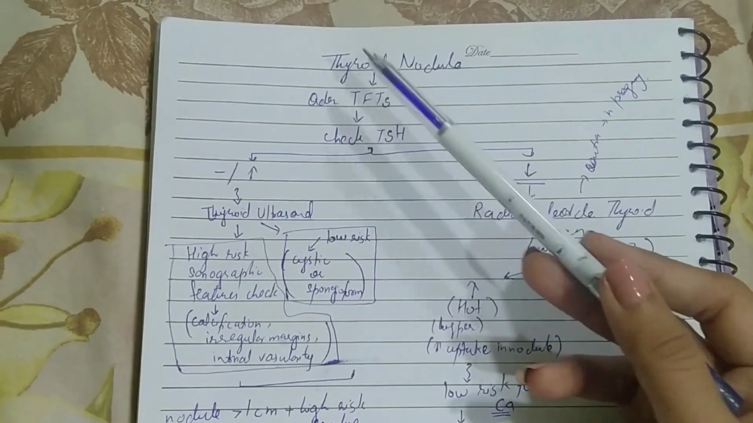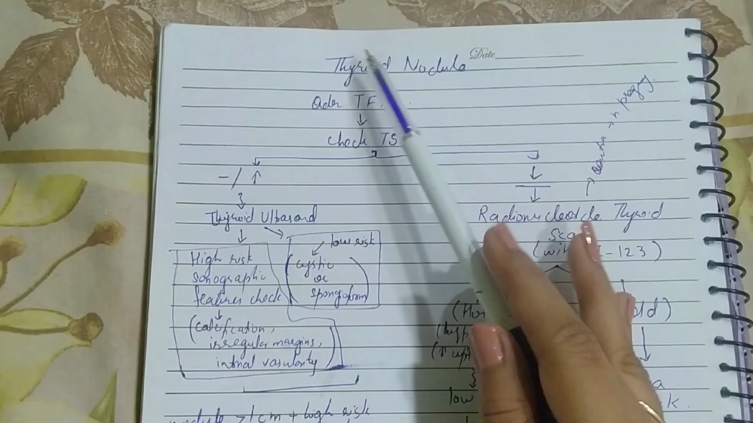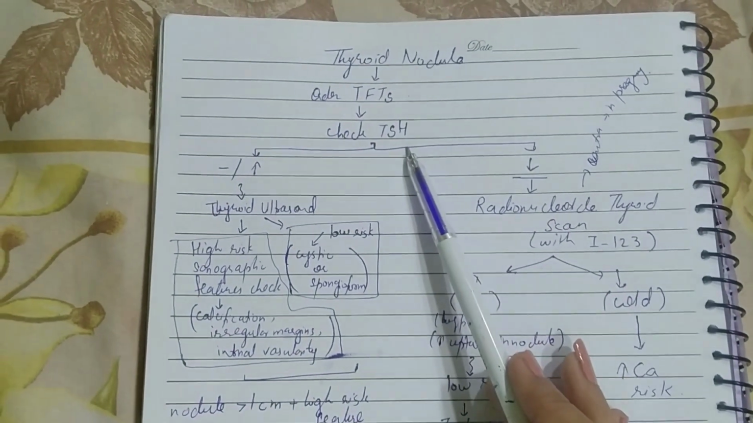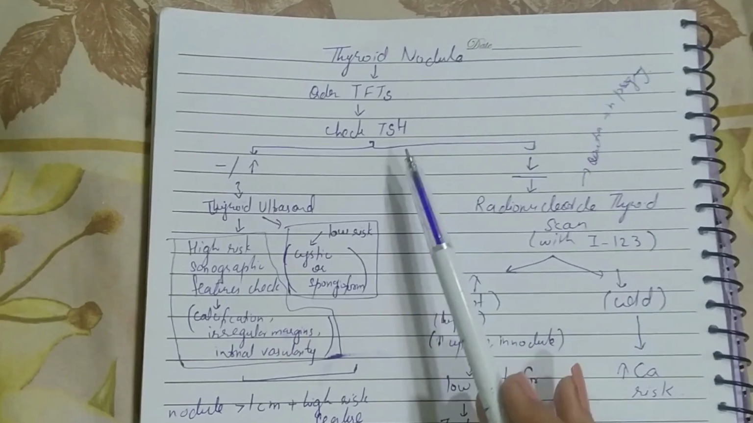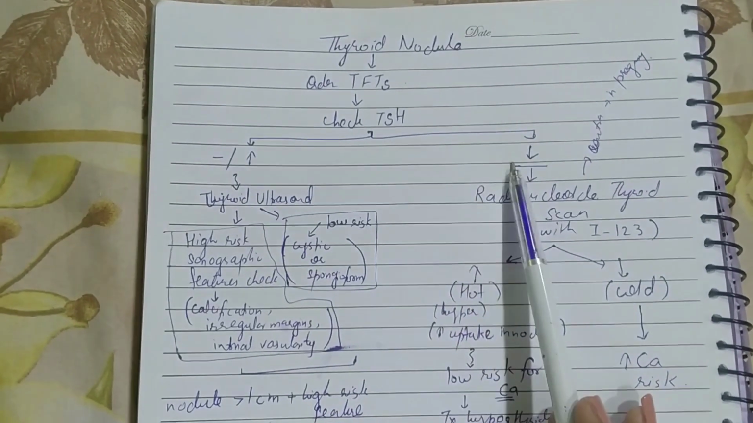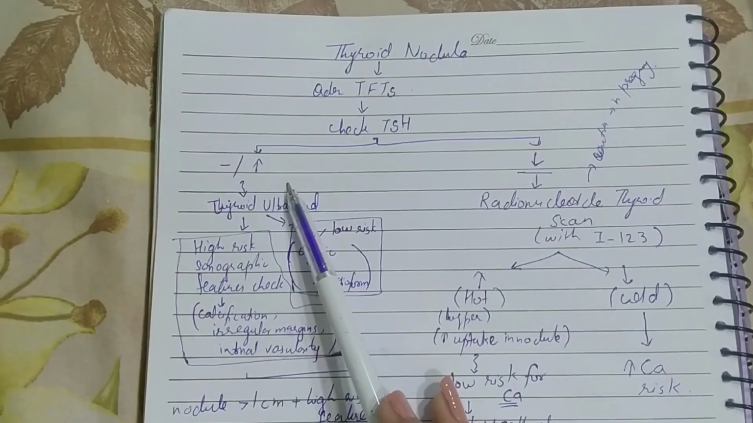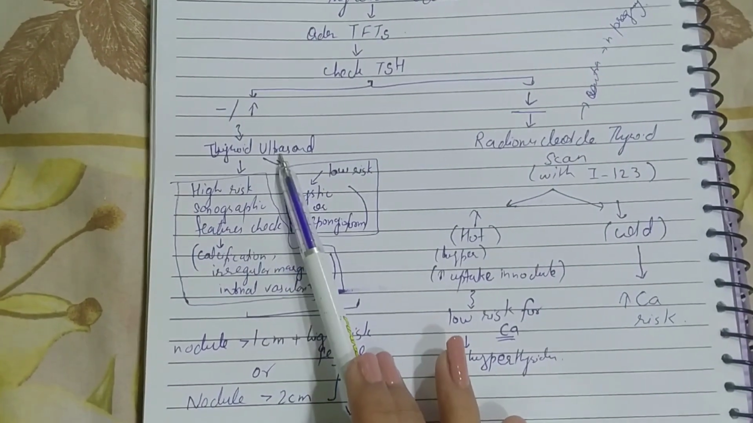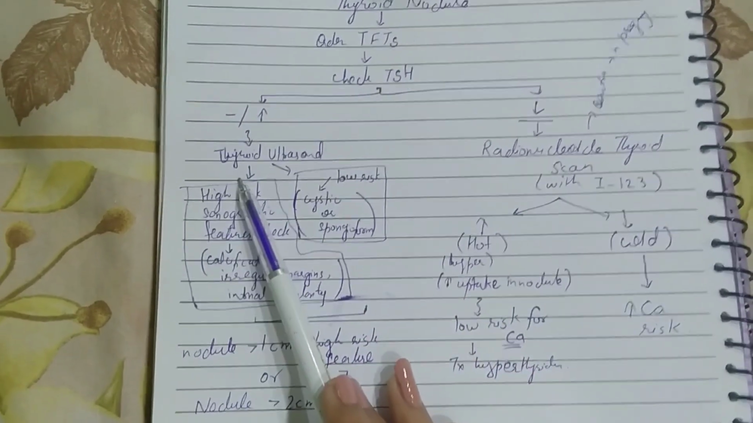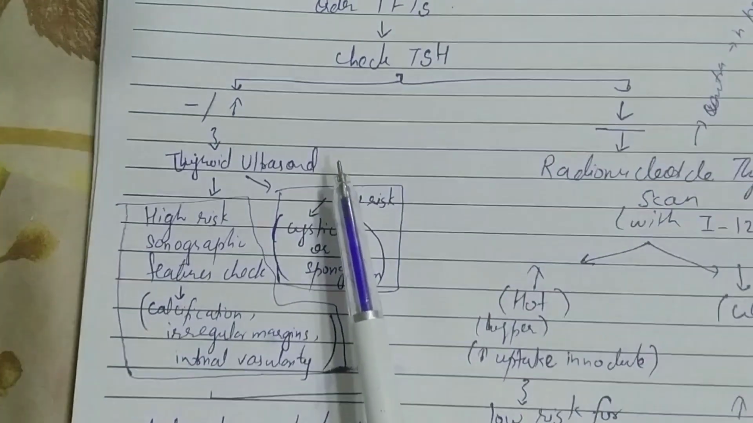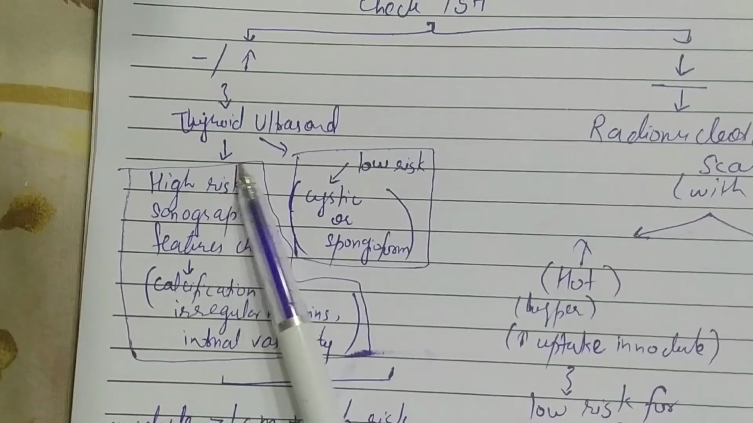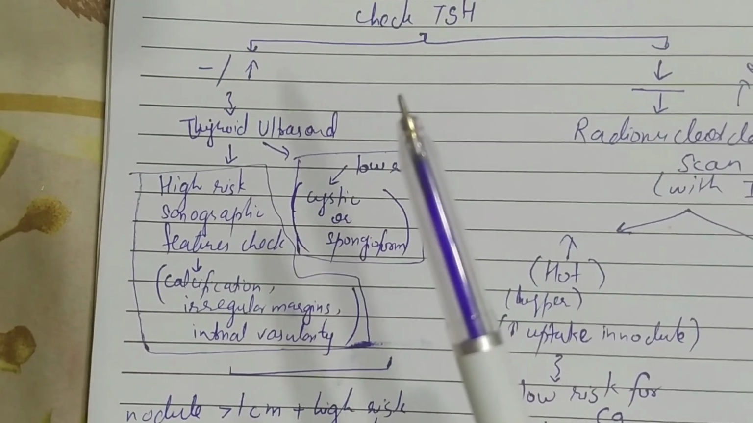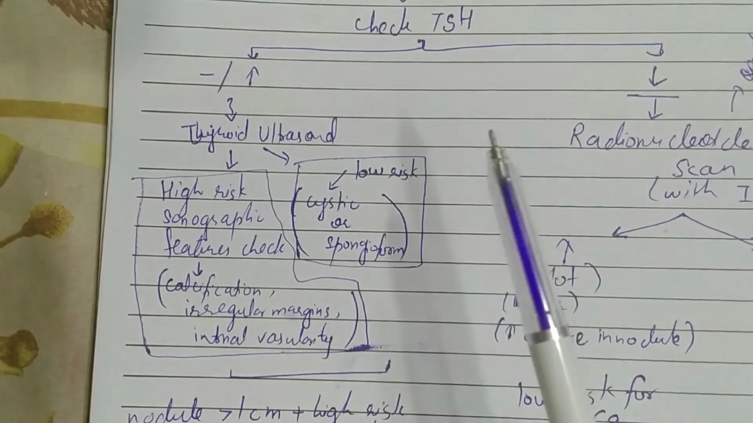Firstly, when we find a thyroid nodule, we have to order the TFTs and check the TSH level. The TSH level may be decreased, normal, or increased. If it's normal or increased, we have to order a thyroid ultrasound.